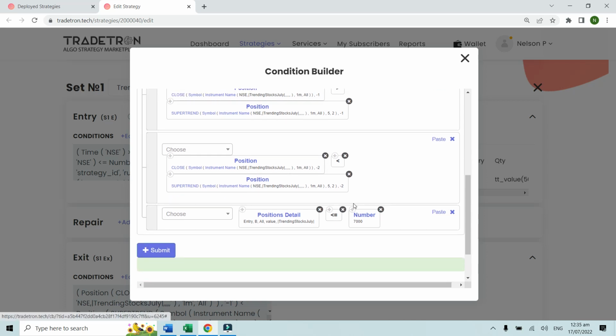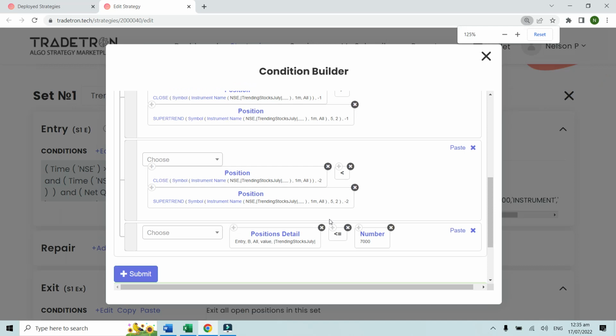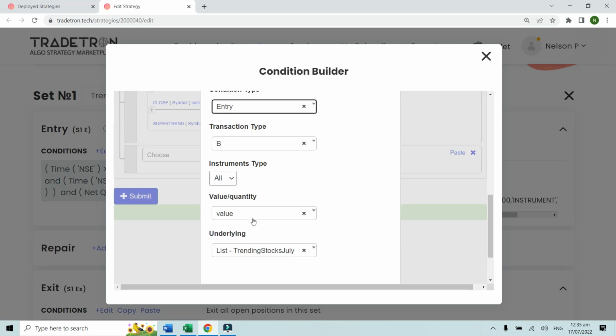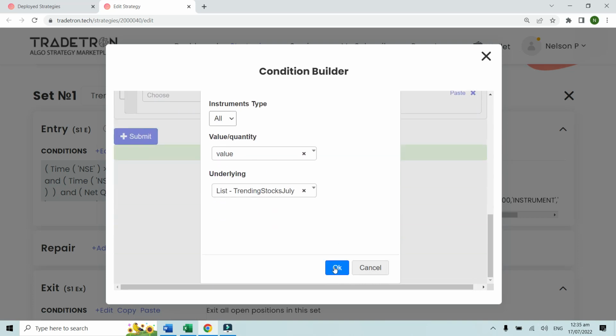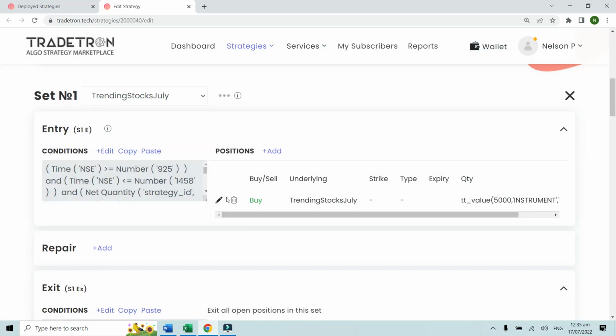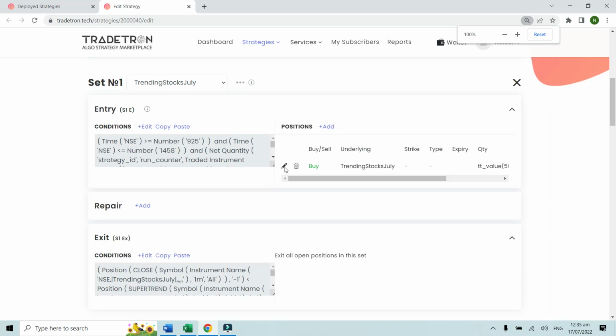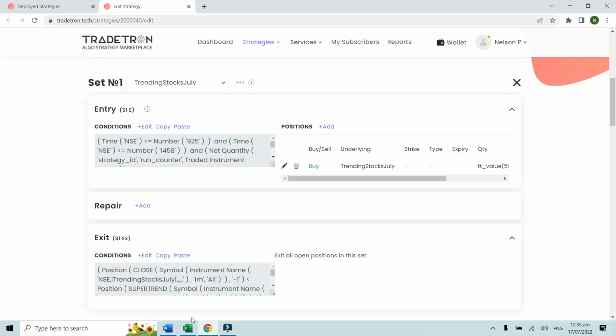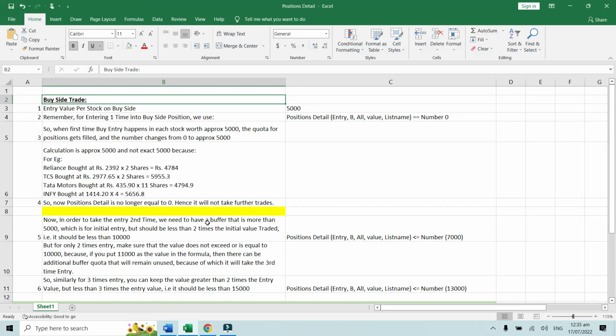And on the buy side, in order to enter 2 times, this is the formula that we are using. So let me just zoom in a little bit. I will show you that this is basically positions detail entry buy value all value list of stocks is less than equal to number 7,000. Now we will discuss why we are using this value 7,000 for restricting the stocks entry 2 times. All right. So what is more important to understand over here is that when we are entering into this particular trade, the value that we are buying is basically 5,000 rupees worth of each stock. All right. So let me just explain you through this example that I have created on Excel.